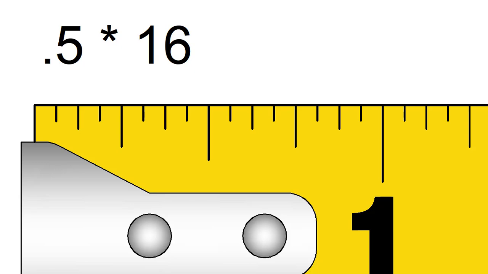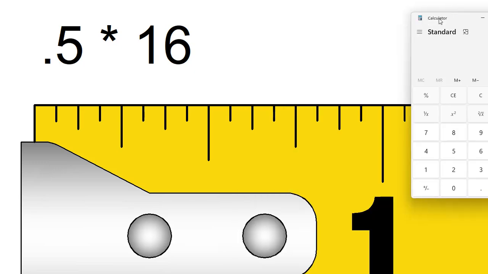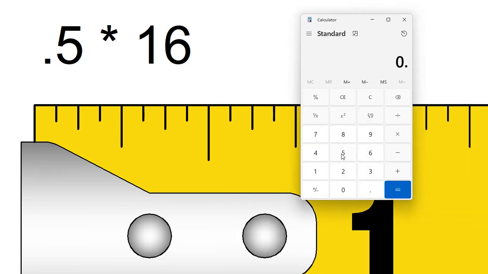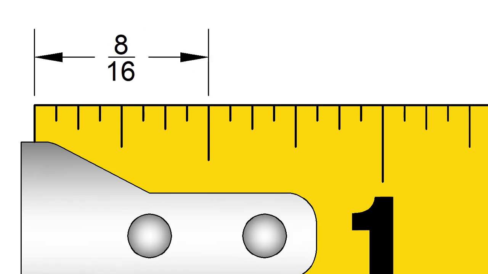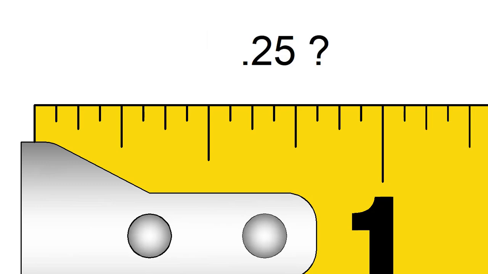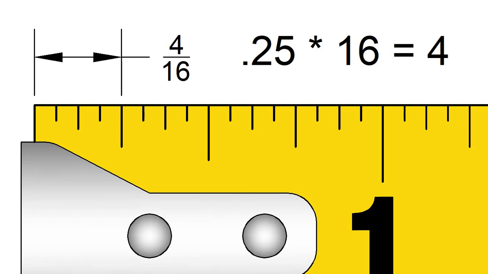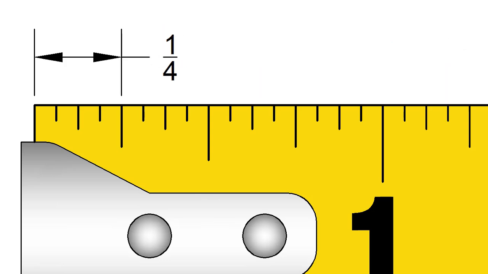Here is an easy example. 0.5 times 16 is equal to 8. So the fraction would be 8/16. 8/16, of course, is a half inch. To convert 0.25 to the closest fraction on our tape, we will multiply 0.25 by 16. This gives us 4, so the fraction is 4/16. 4/16 reduces to 1/4, or we could just count up 4 of the 16ths on the tape.